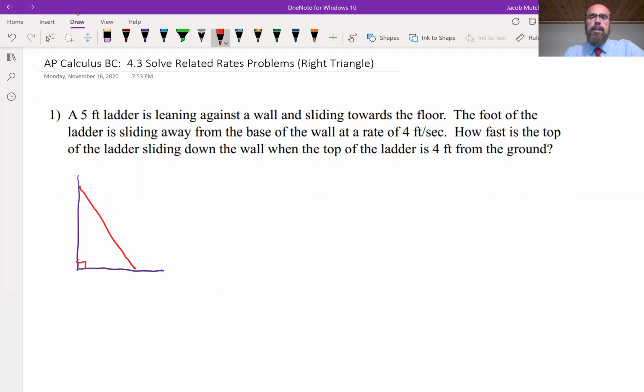Now, because this is a related rates problem, what I want to start with is identification of my variables. So what I see here is that I've got some height on the wall that is forming one of the legs of the right triangle. I also have this length along the floor that's the other leg. So definitely my two variables involve the height of the wall and also the length of the floor.